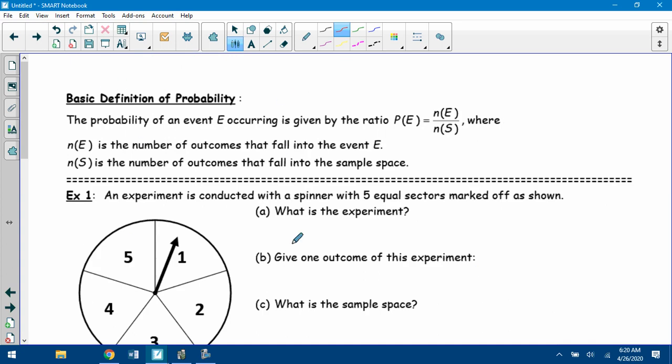Okay, so now let's talk about probability. The probability of an event E occurring is given by the ratio P of E. So this means probability of E is N of E over N of S. N of E is the number of outcomes that fall in event E. N of S is the number of outcomes that fall into sample space S.